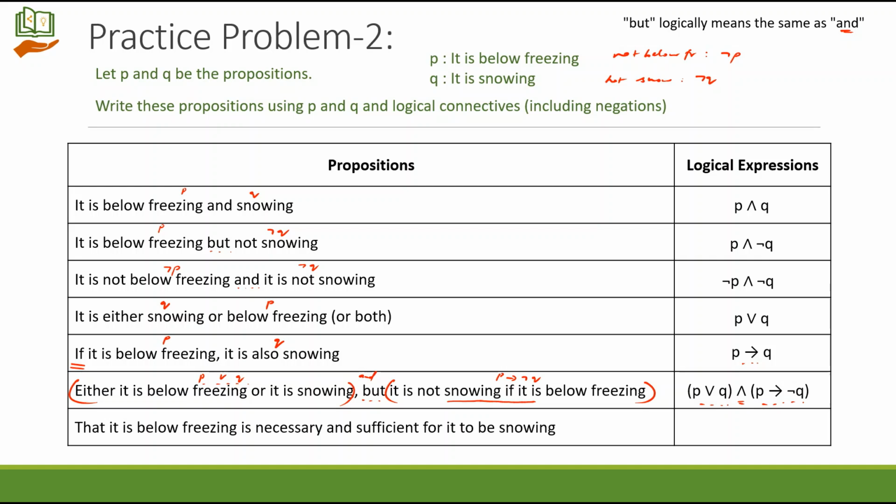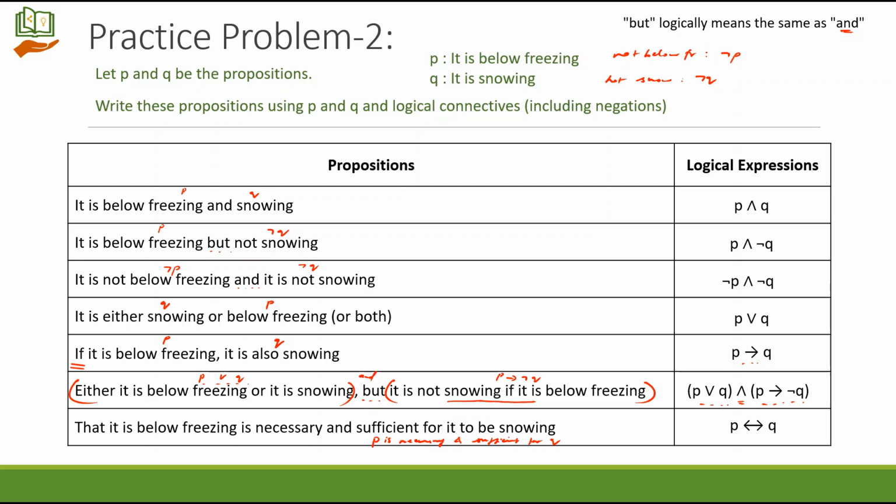The last statement: it is below freezing is necessary and sufficient for it to be snowing. So we have P is necessary and sufficient for Q. Which operation is it? It is biconditional. P is necessary and sufficient for Q.